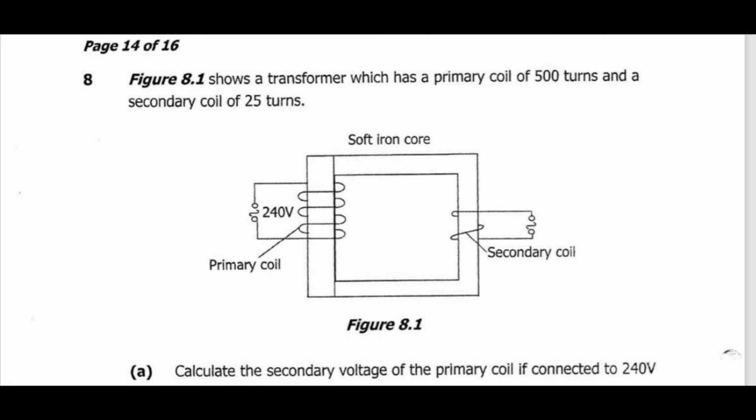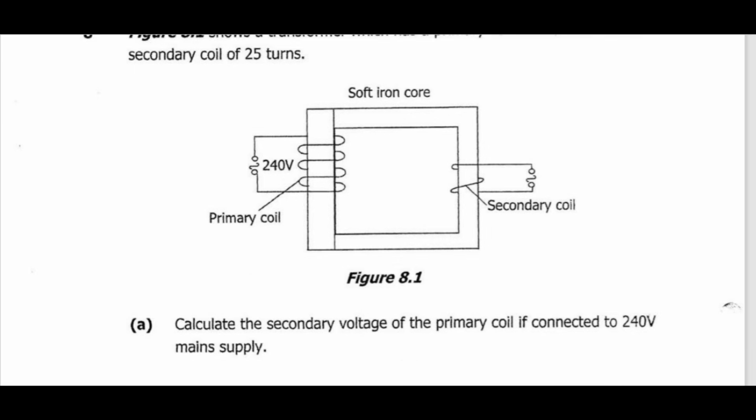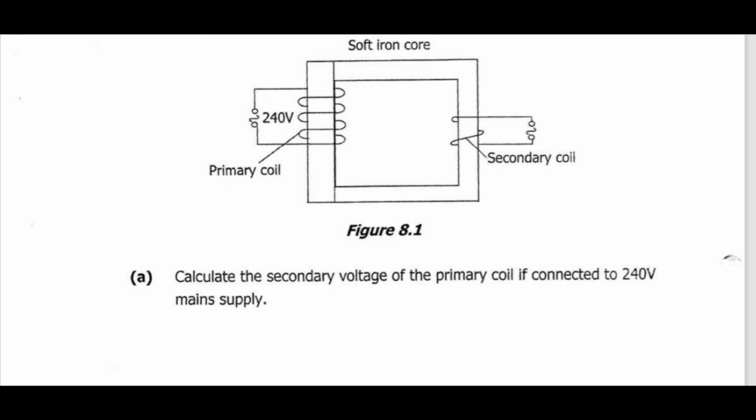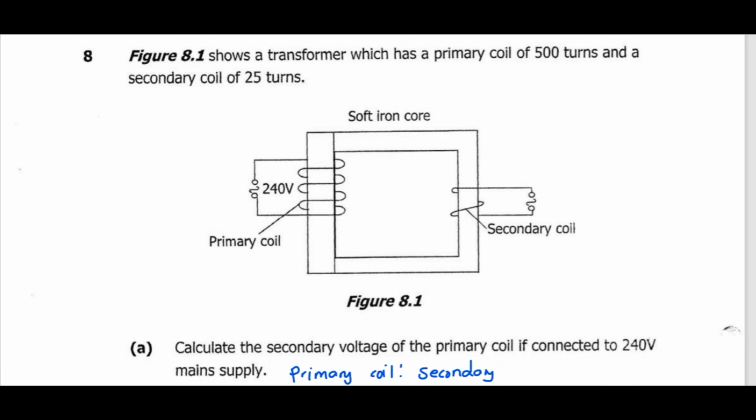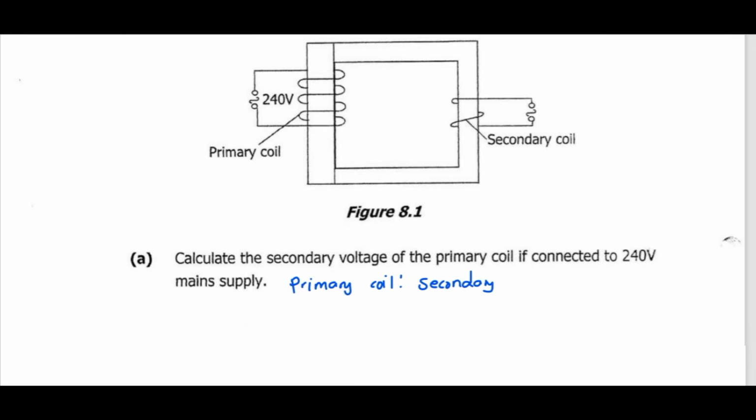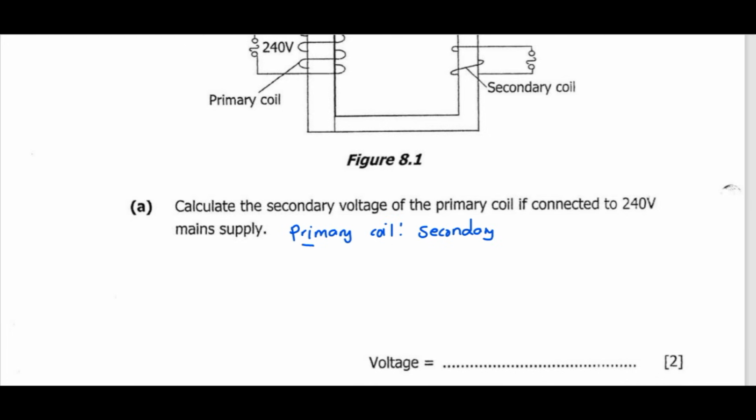Number 8, figure 8.1 shows a transformer which has a primary coil of that and a secondary coil of that. Calculate the secondary voltage of the transformer. So say primary coil, secondary coil. The primary coil has 500 turns, secondary 25. So 500 here, 25. So we are dealing with a step down.